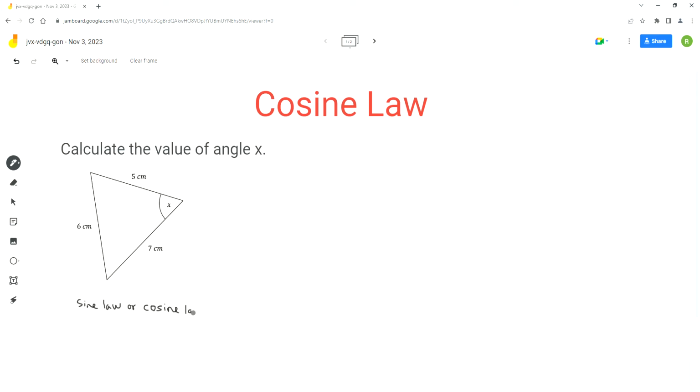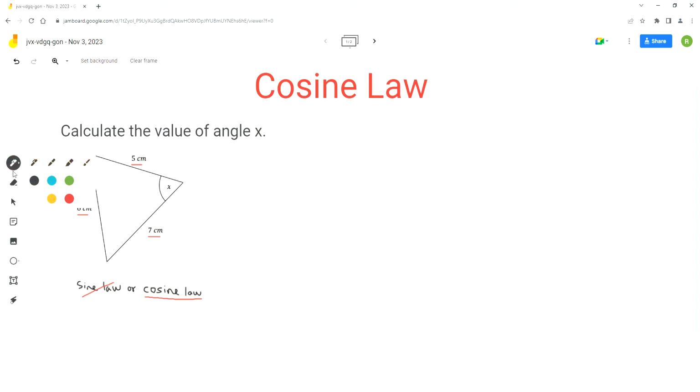Now let's analyze the given information. We are given this side length 5 centimeter. We are also given the second side length 6 centimeter and the third side length 7 centimeter. So we know all three side lengths and we have to find angle x. Now since we are not given any other angle in this triangle, we cannot use sine law. So in this case, we'll have to use cosine law to find the value of x.